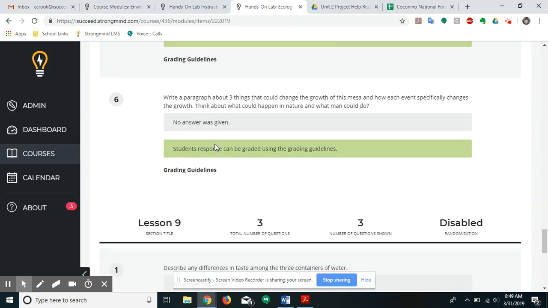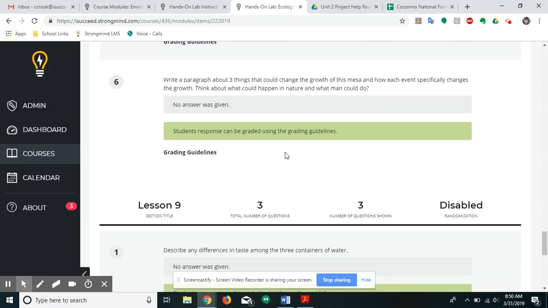Now the key part, what I'm really going to be looking at is question number 6, you guys. So write a paragraph about 3 things that could change the growth of this mesa and how each event specifically changes the growth. Think about what could happen in nature and what man can do. Okay, so you guys, going back to what I talked about before, what could change this ecosystem? You could even predict what's causing it to change between each figure, right? But just tell me, what are some things, and I need 3, it needs to be in paragraph format, okay? Tell me 3 things that could change the environment.